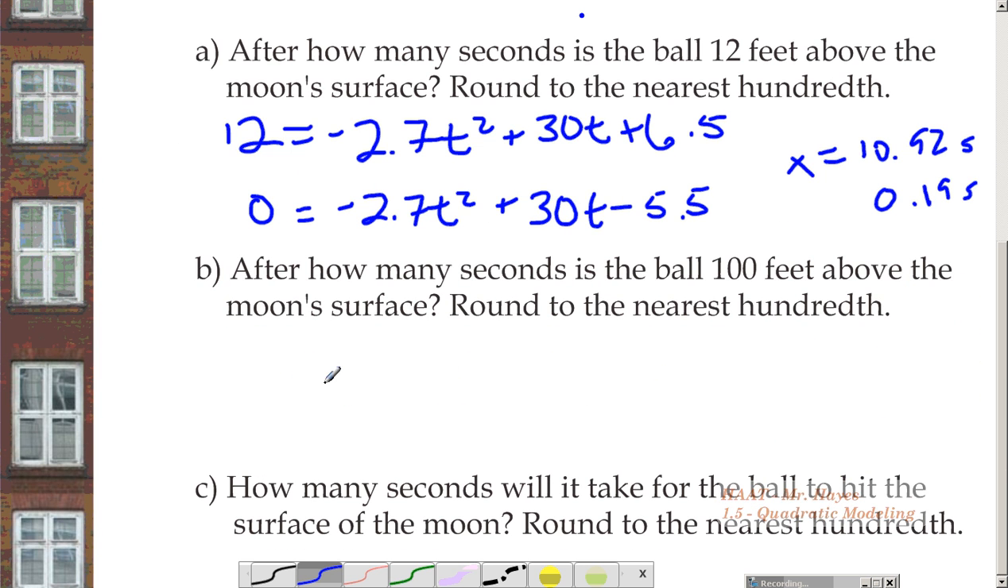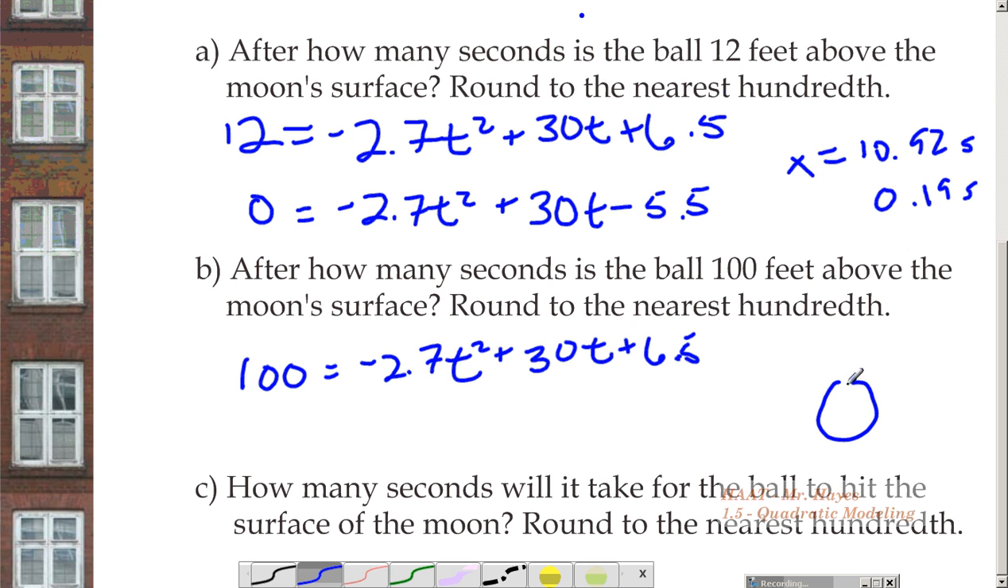Now for this one, how many seconds is the ball 100 feet off the moon's surface? So you've got 100 feet. Again, that's your height, negative 2.7 t squared plus 30t plus 6.5. So again, you can move the 100 over, you can solve it. Now the thing is, with this one, you're going to come up with imaginary answers. So when you solve it, you're going to get a discriminant that's negative. And so if that's the case, you're going to get no answers because imaginary numbers can't exist.